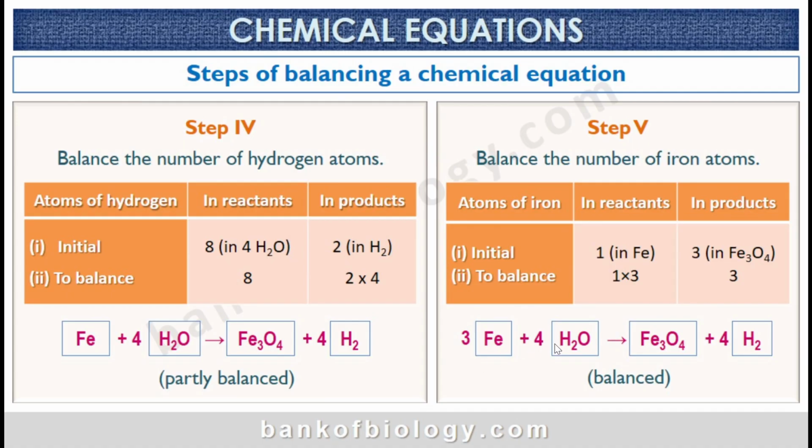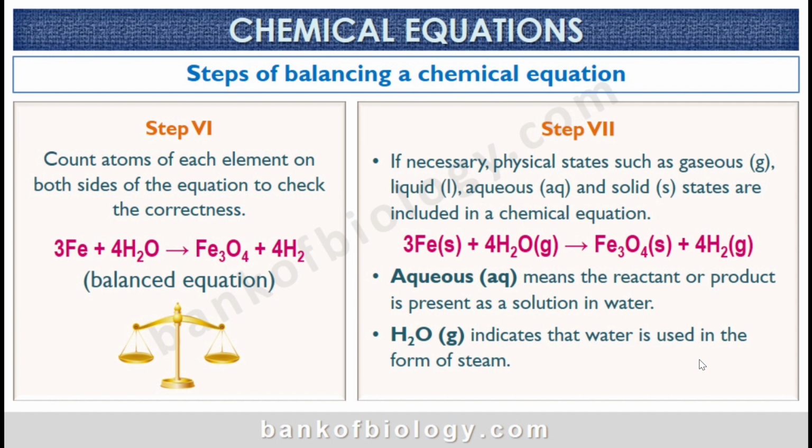3Fe plus 4H2O gives Fe3O4 plus 4H2. It is properly balanced. Let's count. Here 3Fe, Fe is 3, and on this side also Fe is 3. On this side hydrogen is 8, and on this side also hydrogen is 8. On this side oxygen is 4, and on this side also oxygen is 4.